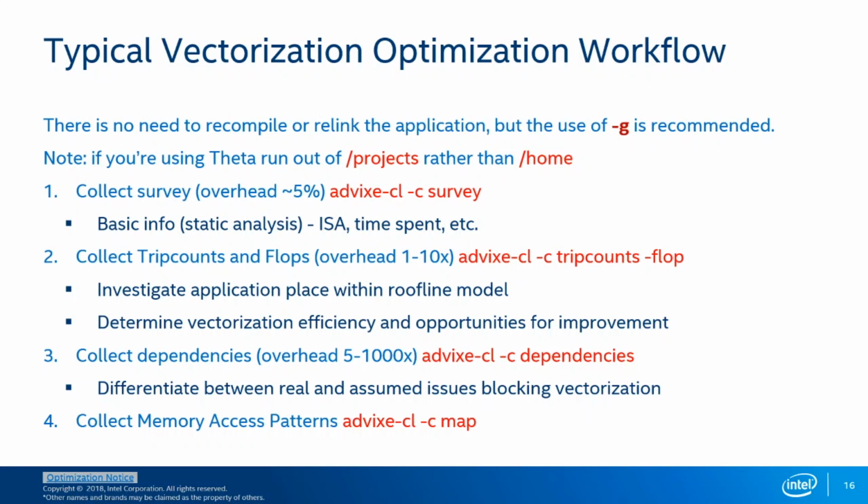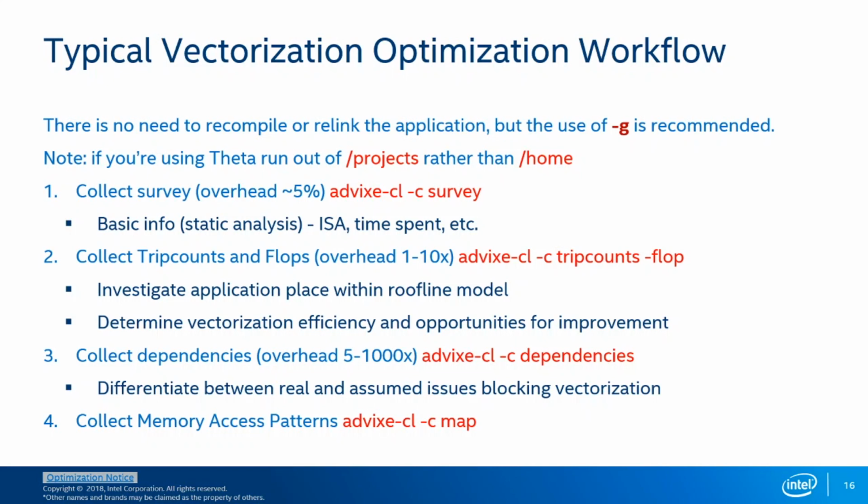Trip counts collection will run your application and count the trip counts on all of the loops that you have inside your application. It will also collect flop data. So if you want to generate a roofline, you have to run survey followed by trip counts with flop option enabled, and that will generate a result that will produce the roofline model for Advisor. This two-step process, you can simplify by just running collect roofline, and that is just a macro for running survey followed by trip counts and flops.